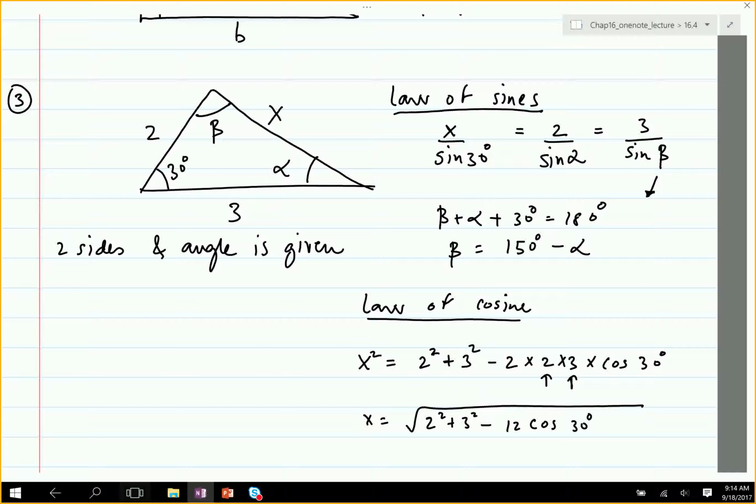You could apply this again for the side 3. It would be 3 square equals 2 square plus x squared minus 2 times x times 2 times cosine of the angle opposite to 3, which will be beta. You can apply this cyclically for x, 2 or 3. This depends on what you want to find.